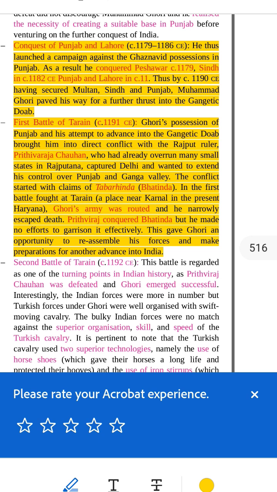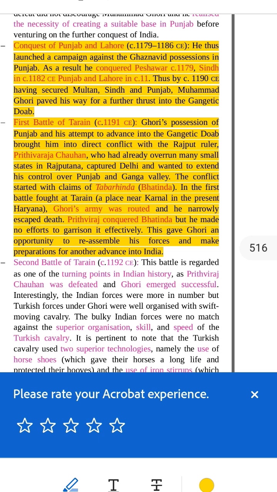Absolutely. Here is a great, deeply detailed, and extremely simple summary of the events you shared, explained like teaching a complete beginner in the easiest language possible. Deep, detailed summary. Muhammad Ghori's conquest of Punjab and the First Battle of Tarain, 1179 to 1191 CE.